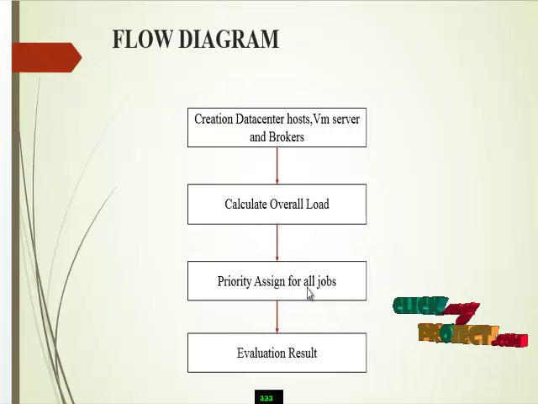Priority assignment for all jobs means that in each of the data centers, physical hosts, data brokers and VM servers, they have to allocate our jobs, and one of the priorities is used for the next level. The next level is we are going to evaluate our results. We predict our performance graph: how many cloudlets we have to create and what the function of the cloudlet is, all of this is shown in our performance graph.